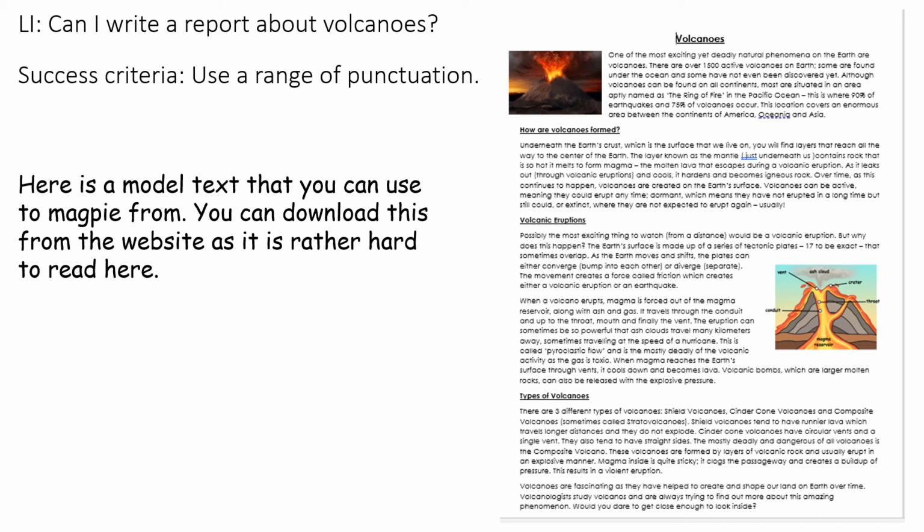What I have for you, and I'm showing you this at the start, is the model text that I have written, that Mrs. Cox has helped me to write, and we've edited it together and made sure that it is up to standard. So you can use this to magpie from to see what a good one looks like. I have also uploaded this to the website, so you can download this and have this next to you while you write your own.